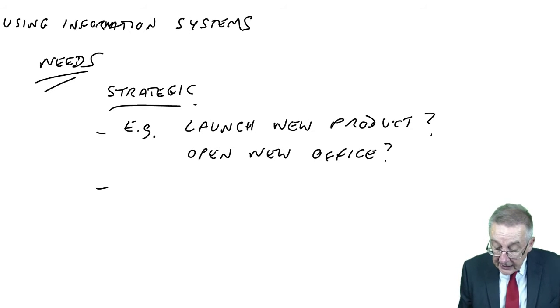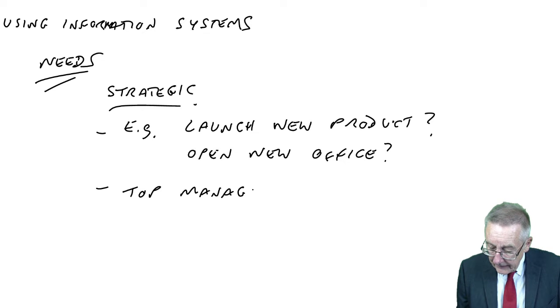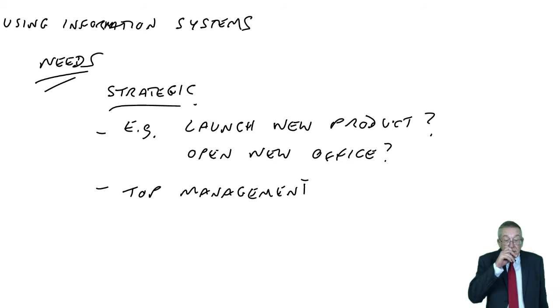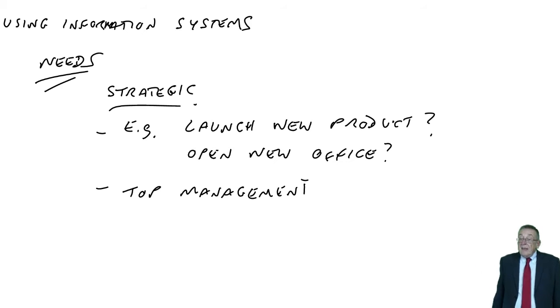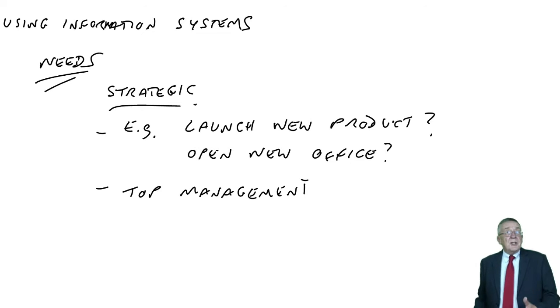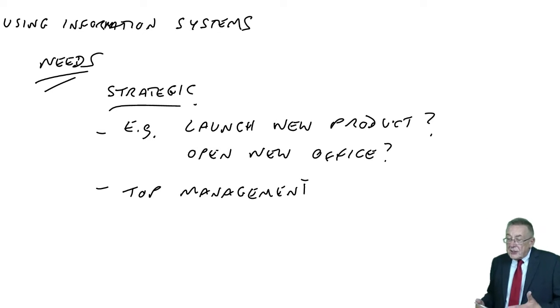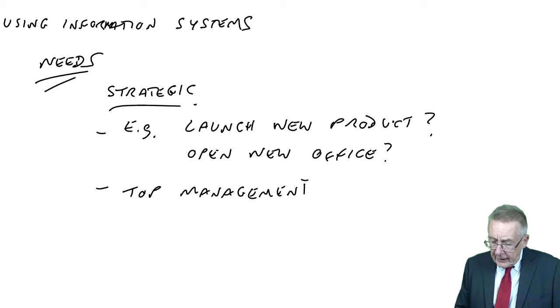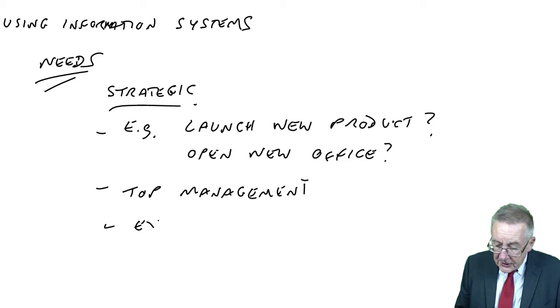They tend to be made by top management. And of course, to make the decision, they need information to help them make the decision. And so, what sort of information are they going to need? Well, things like launching a new product. A great deal of the information we need is going to be external to the company.